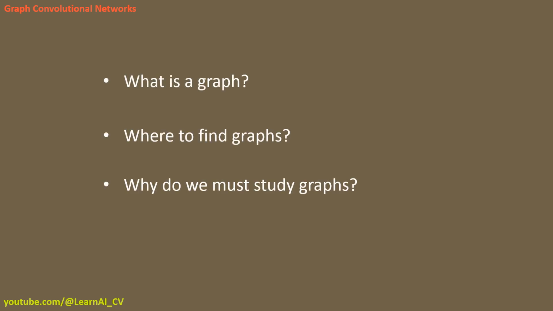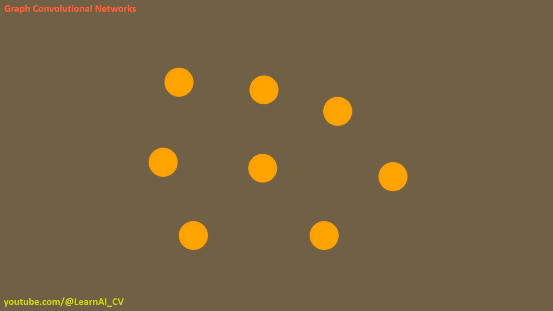In this video you will learn what a graph is, where to find graphs, and why we must study graphs. A graph consists of a set of entities and a set of connections. Entities are called nodes or vertices and connections are called edges or links.